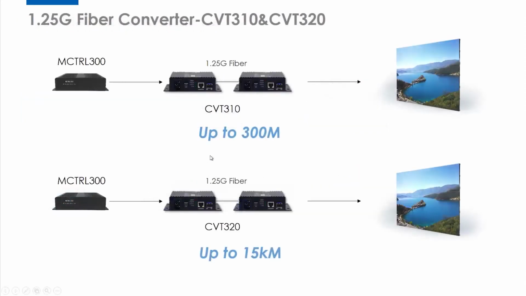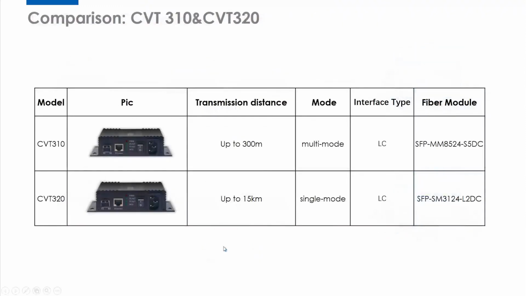First of all, the CVT310 and CVT320 are both 1.25G fiber converters. The main difference is that the CVT310's transmission distance is up to 300 meters, and the CVT320's transmission distance is up to 15 kilometers. Surely, the CVT320's transmission distance is much farther, right? Now let's see the comparison between the CVT310 and the CVT320.